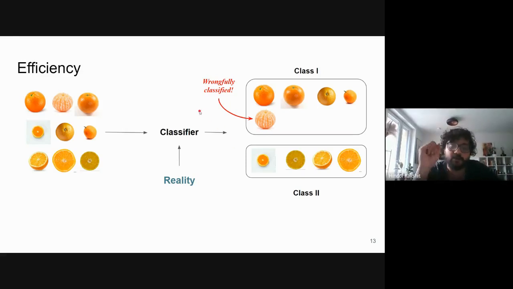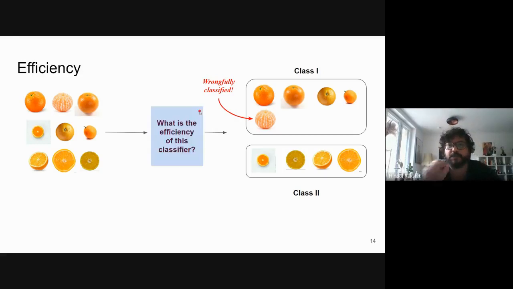Now the most important question for you is: can anyone tell me what the efficiency of this classifier is? Efficiency relates to our original assumption, what we designed, and what we got as an output. Our original assumption was that the oranges should be divided into two classes: one with the skin and another without the skin. And this is what we got as the outcome. Then what should be the efficiency of this classifier?